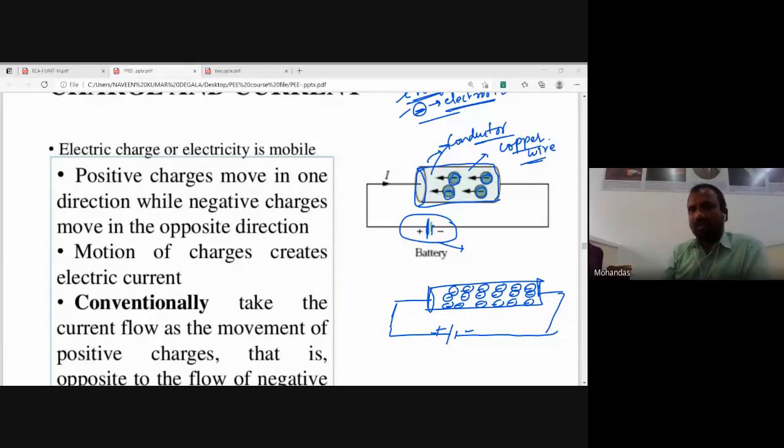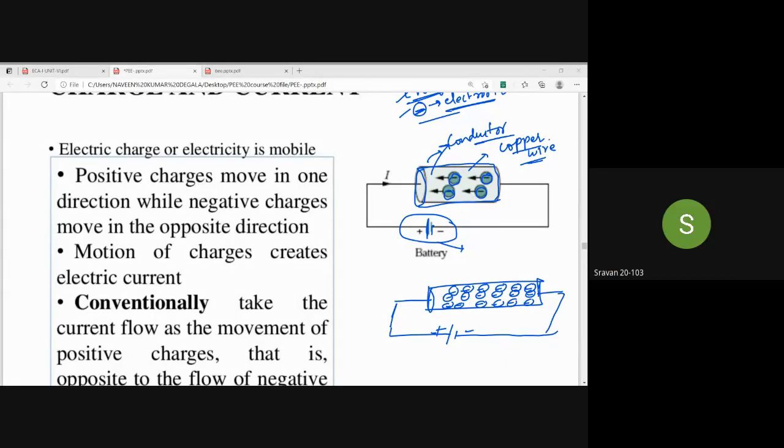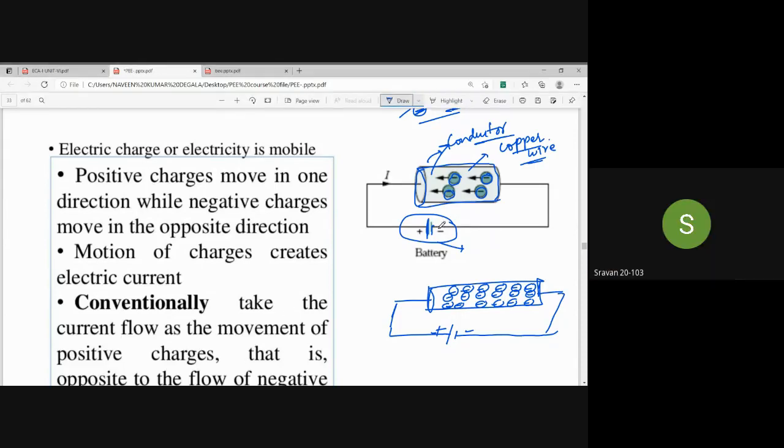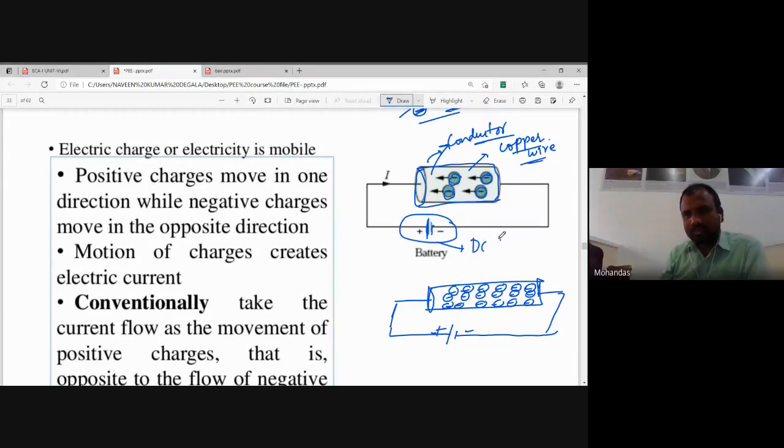What is the symbolic representation of that one? One short line and one long line: battery, sir. Is it DC supply or AC supply? DC, sir. Very good, DC supply. To represent the AC supply, there is another symbolic representation: a circle with a sine wave inside. This is AC supply. I will tell what AC is later. For the time being, it is a battery.